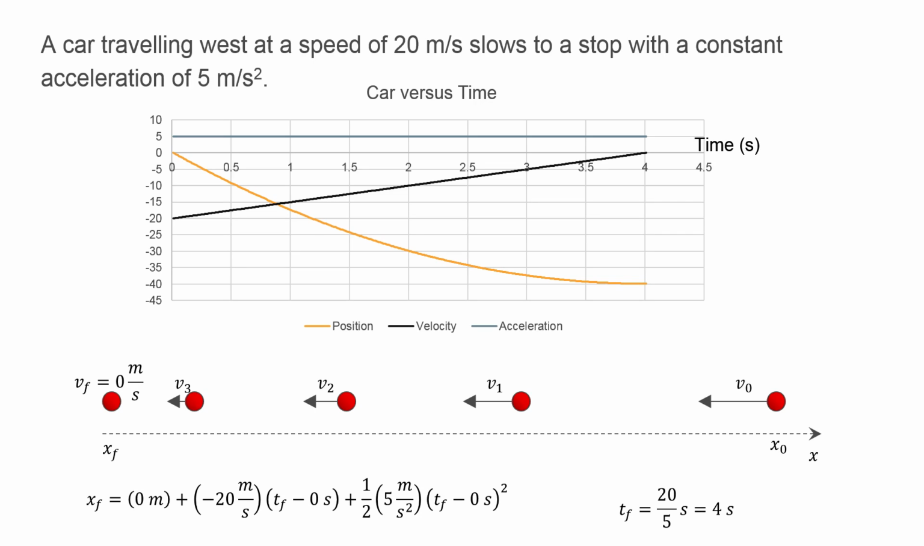So we can plug in the value of 4 seconds into t sub f in the equation at the left, which will determine a value for the position at which our car comes to a rest.